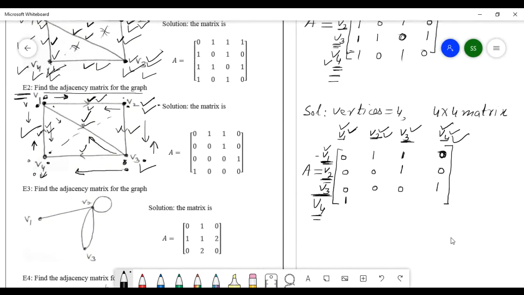Okay. Now V4 to V2. V4 is here and V2 is here. Between these no edge is present, so here 0. And V4 to V3. This is V4 and this is V3. Start from V4 and go to V3 this way, but the arrow is opposite, so no edge, here 0. And now V4 to V4, no edge, 0 here. So this is the matrix.